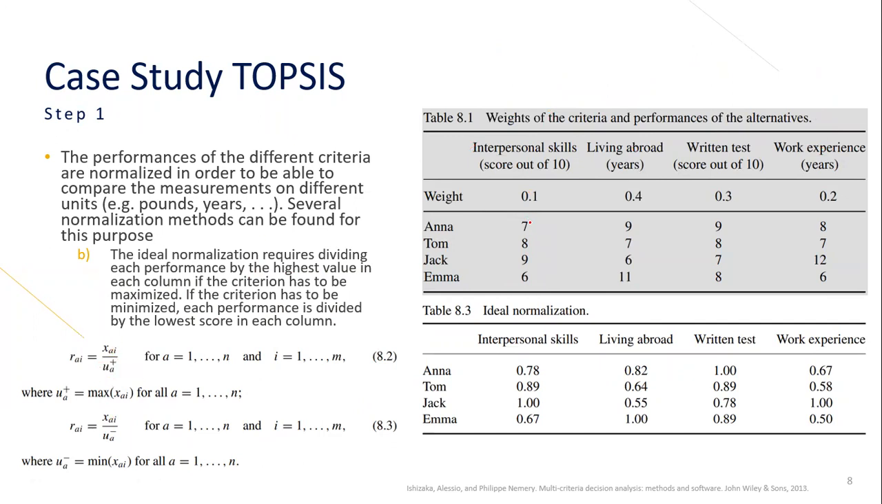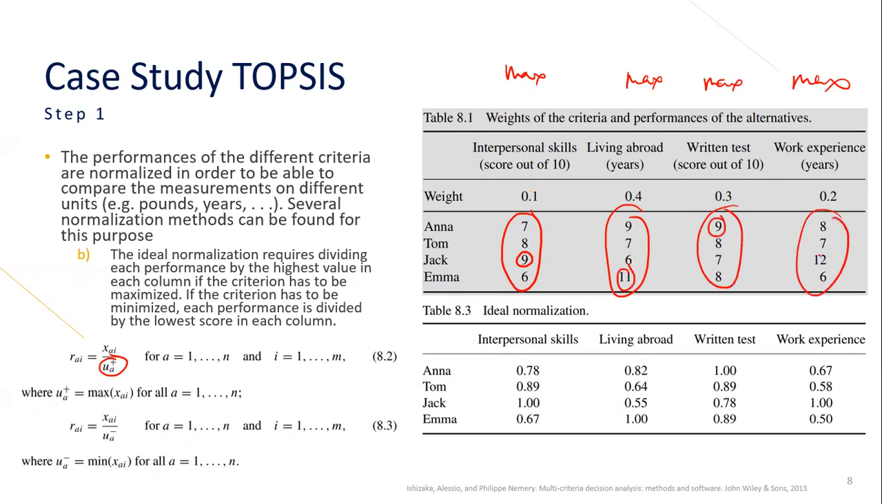Okay, so here, XAI is here, right? So you want to find UA plus first. Here, because it's max, max, max, max, you want to find the highest one, this one. This one, you want to find the highest one, this one. This one you want to find the highest one, this, and this one is the highest here. Okay, so you put the highest here: 9, 11, 9, 12.